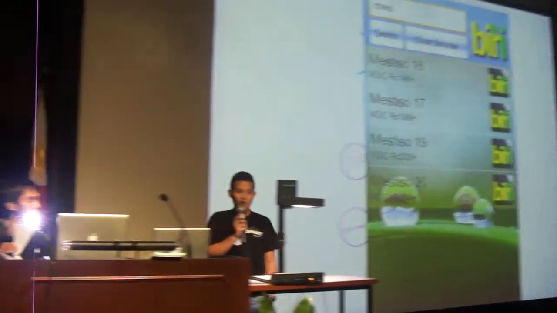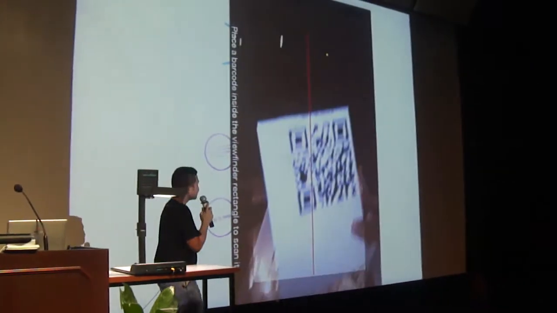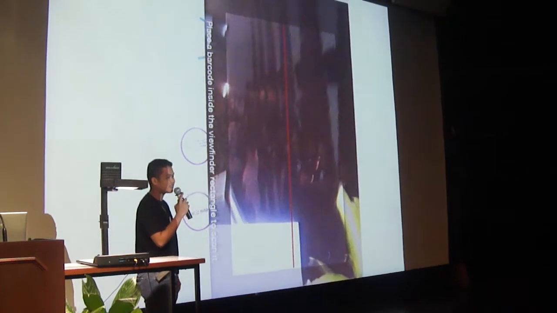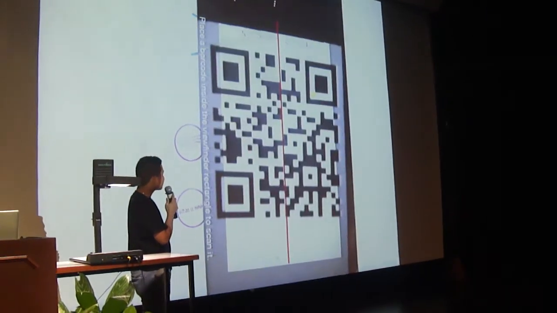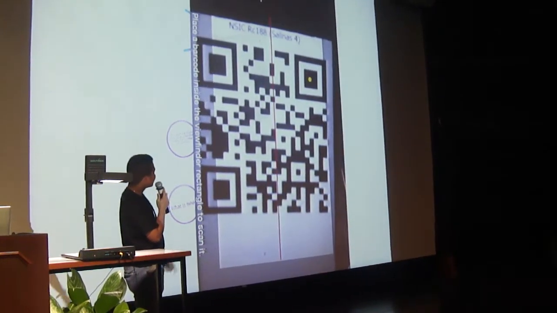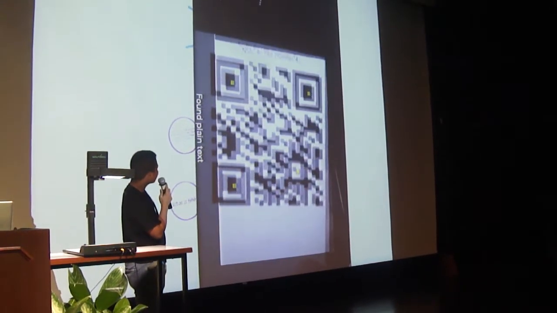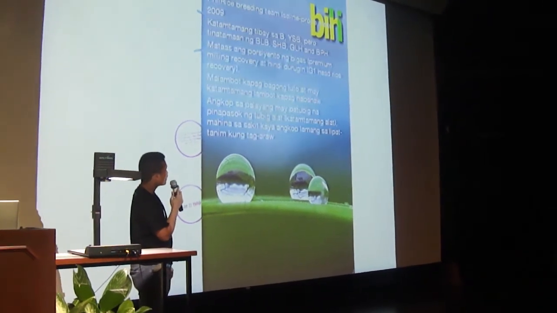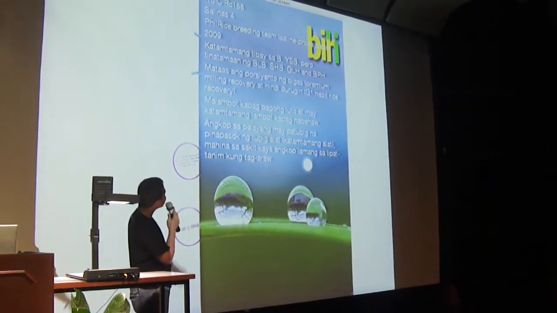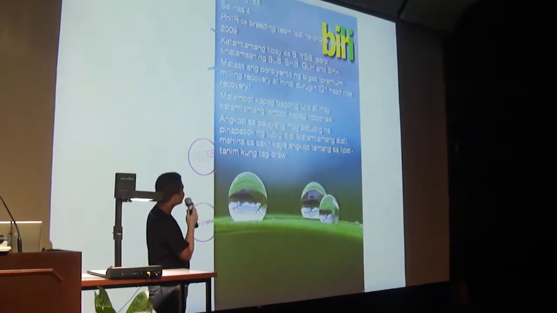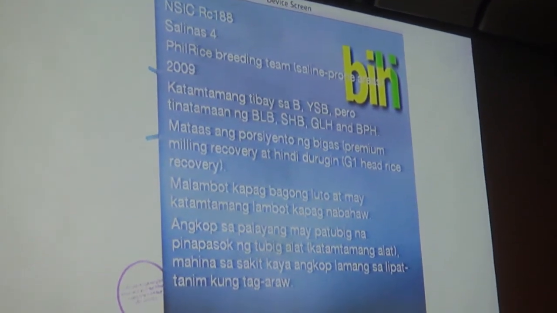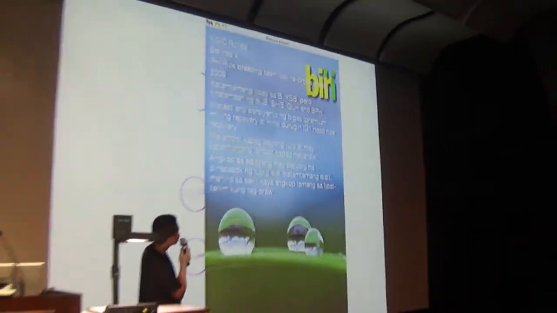So for example, you are strolling around in IRRI, and you found a wild rice plant. Just like a Pokemon, it works like a Pokédex. You can just scan the QR barcode attached to that plant. Then it will return it to you. And if you click it, you will see the details of this plant. For example, Saningas 4, it is bred in the field by the rice breeding team, and it has katamtamong tibay sa BYSB. So that's diseases in plants. We just get it from the database.